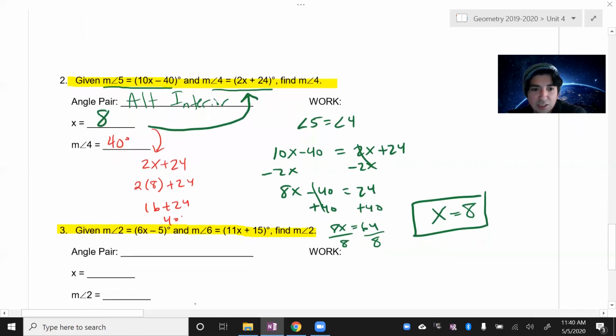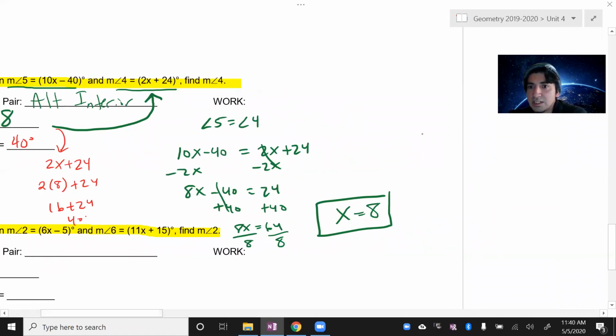Now, if you need like a little chart to help you with these, here it is. So you have alternate. Let's go ahead and use different colors, use black. So there are ones that are going to be congruent, and there's ones going to be equal to 180.